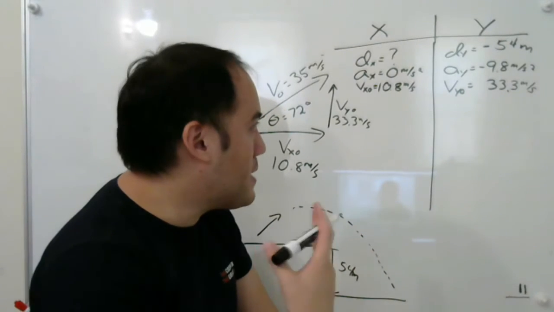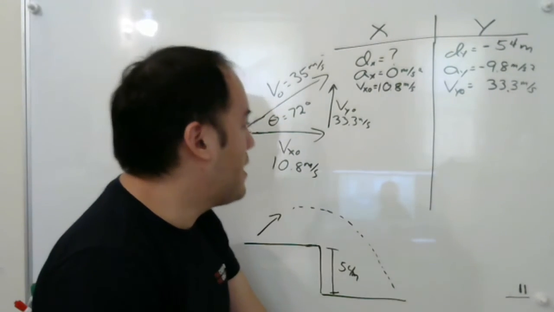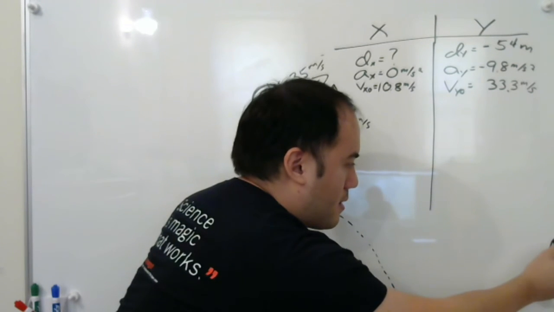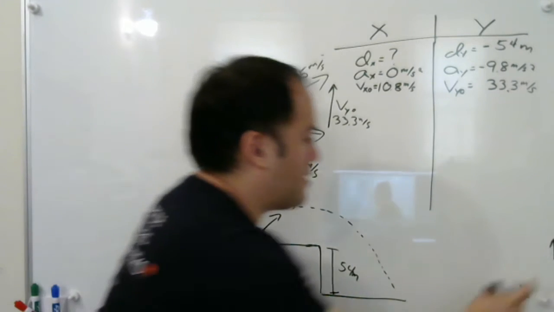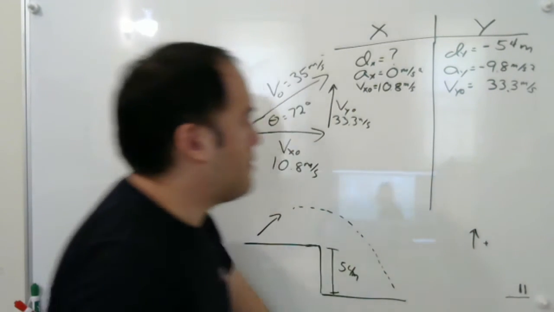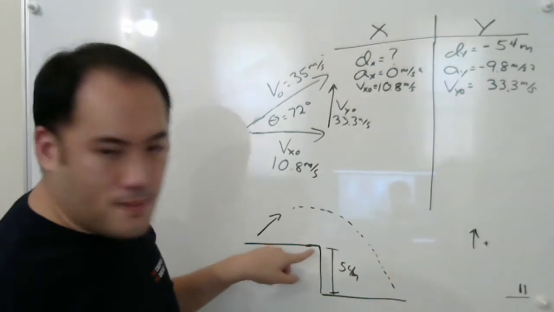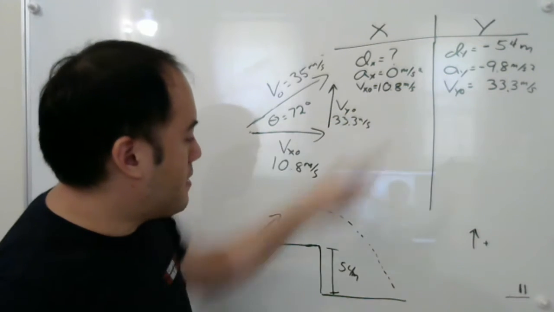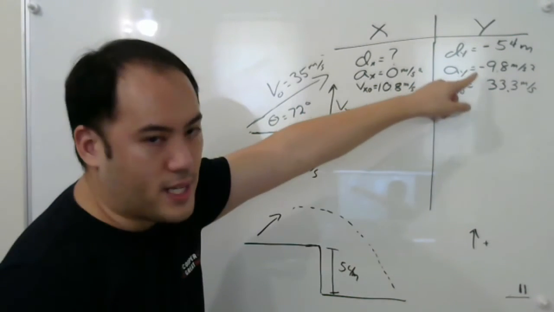Consistent means you've got to be decisive with your sign. Either up is positive or down is positive. You can't have both. So that's all this rule. Either up is positive or down is positive. This displacement is downward, so it's negative. This acceleration is also downward, so it's also negative.